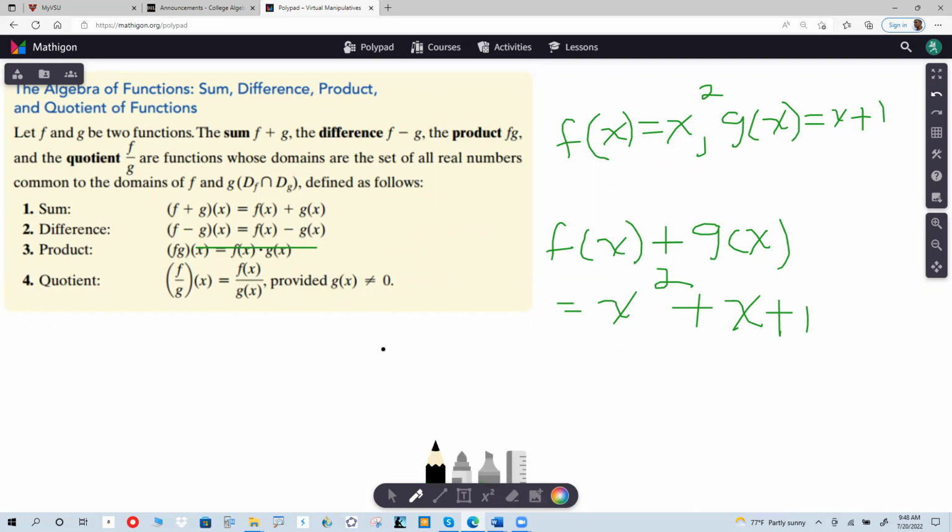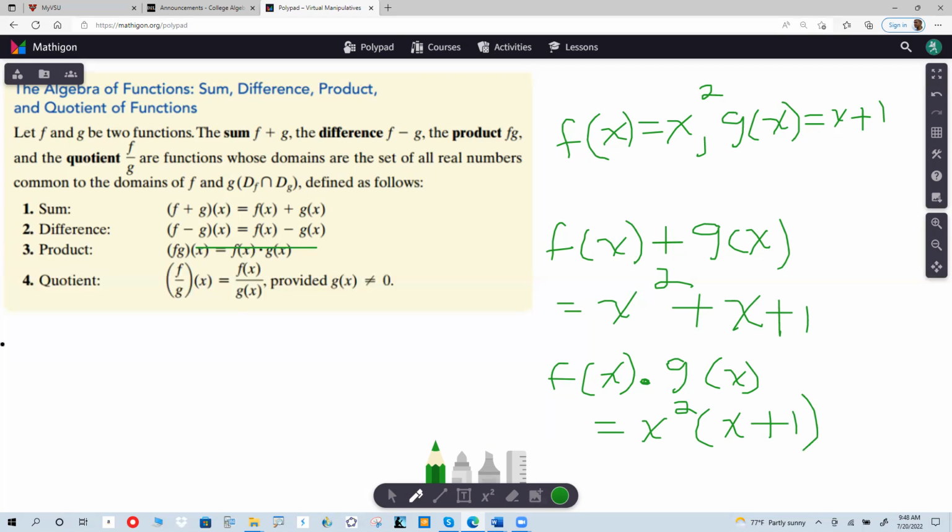Okay, what about multiplication? Well, it's the same thing. f of x times g of x, and you want to have a nice multiplication sign. Nothing too counterintuitive. When you multiply two functions, you multiply x squared, put parentheses, x plus 1.